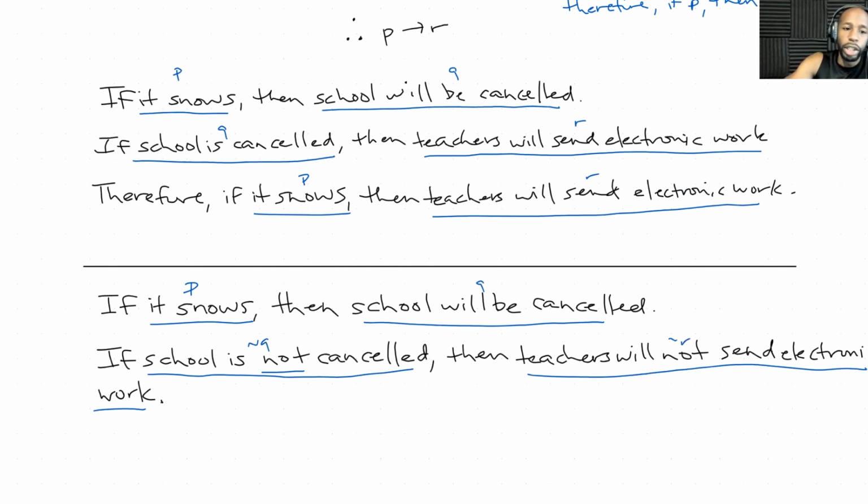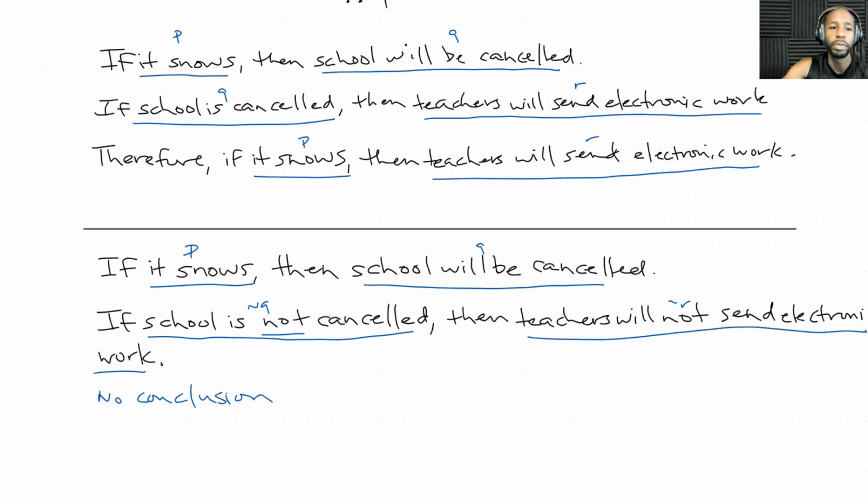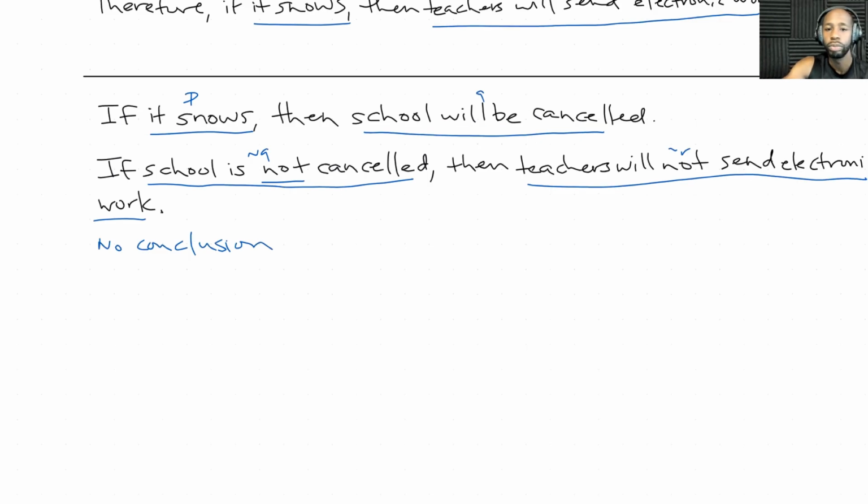Okay? Think about it logically. If it snows, then school will be canceled. If school is not canceled, then teachers will not send electronic work. But that may not be true. Teachers may still send electronic work, especially these days in 2024. But anyhow, you can't make a conclusion based on the law of syllogism with that. Okay? All right, one more example. Make sure this makes sense to you now.